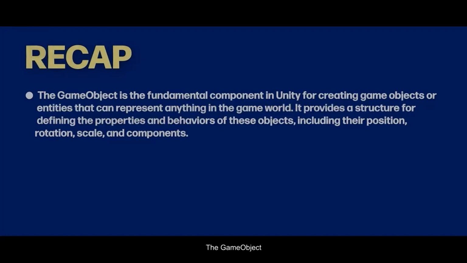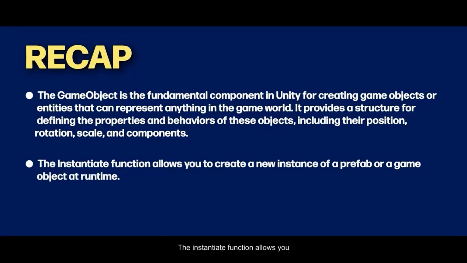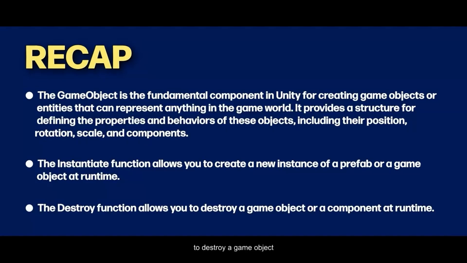Now that we have discussed game object and transform components, let's look at a recap. The game object is the fundamental component in Unity for game objects or entities that can represent anything in the game world. It provides a structure for defining the properties and behaviors of these objects, including their position, rotation, scale, and components. The instantiate function allows you to create a new instance of a prefab or a game object at runtime. The destroy function allows you to destroy a game object or a component at runtime.